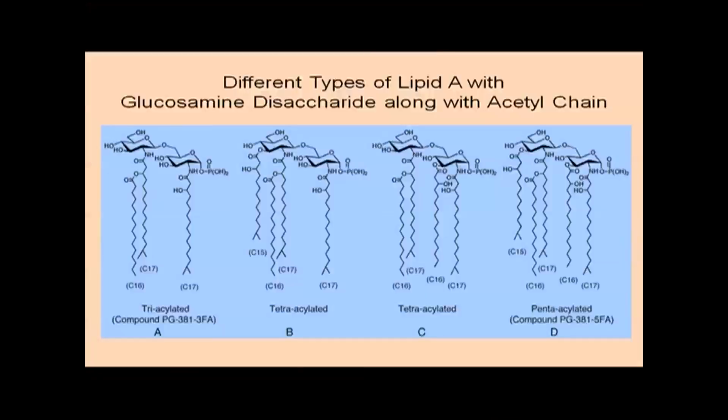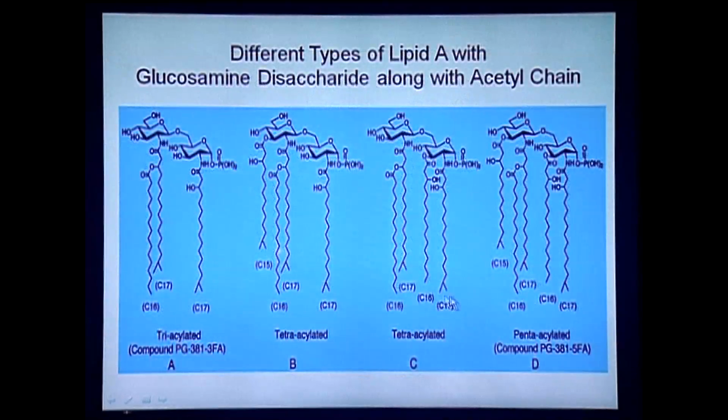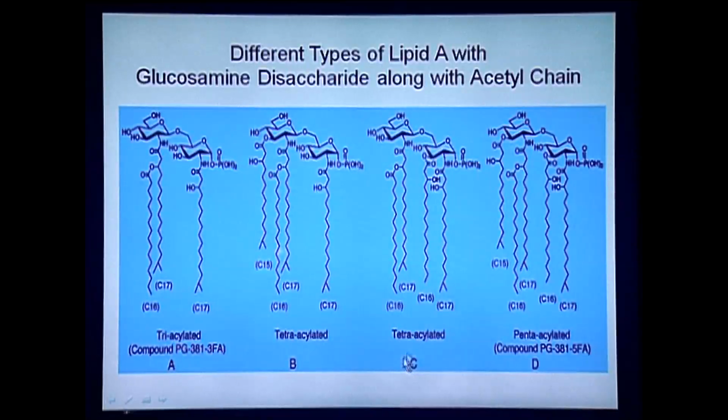You can see here it may be varying between 16, 17 and even sometimes 15 or even sometimes 18 residues, and along with this we can also say that it can be triacylated or tetraacylated or pentaacylated in different types of lipid A molecule. So, this type of lipid A molecule will impart dynamism to the gram negative bacterial lipopolysaccharide.